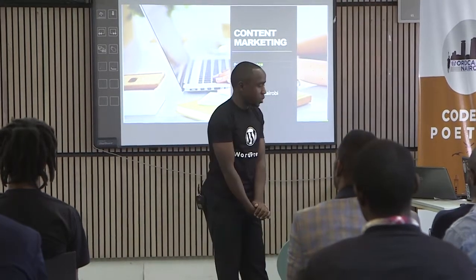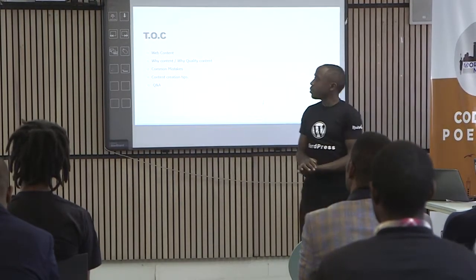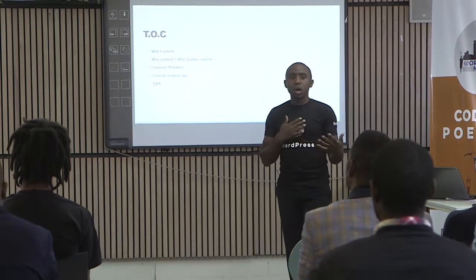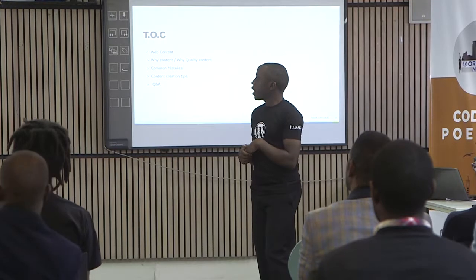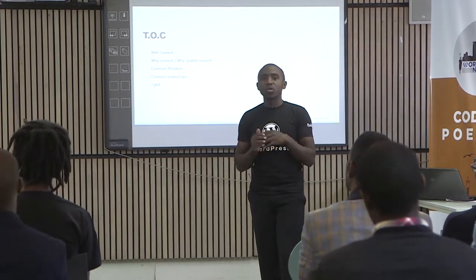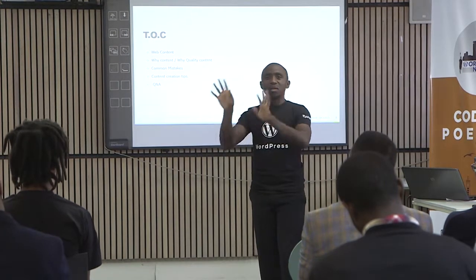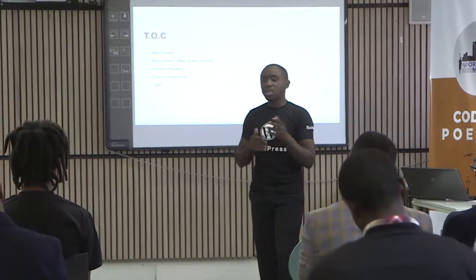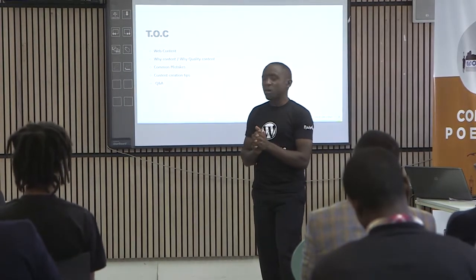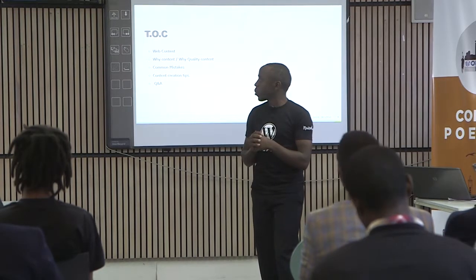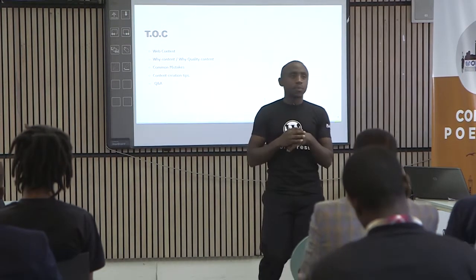So we'll be looking at content marketing, and this is what we'll cover. Basically web content: what are the different areas in your website where you need to have content. Then we look at why quality content. Why should you have good content that is not just having images and text and videos on the website? Why is it important to have good and appealing content to the internet user? Then we look at the common mistakes that we make, especially when coming up with web content. Then we'll do a bit of tips on content creation. Then we'll finish.